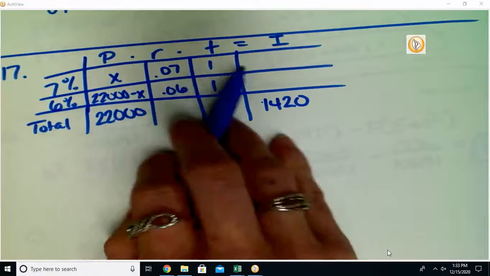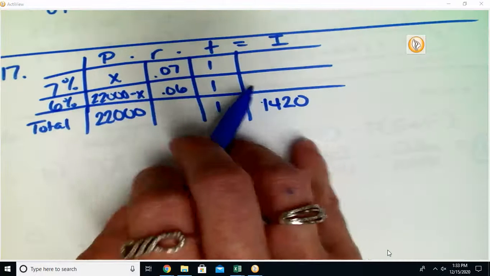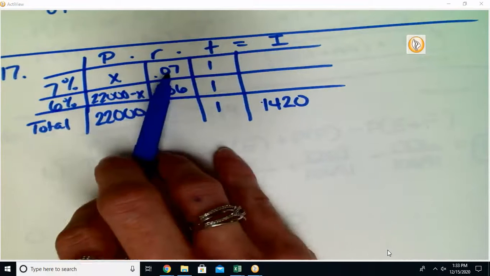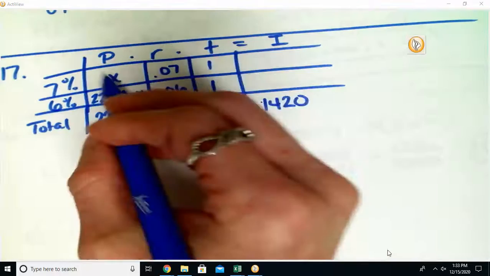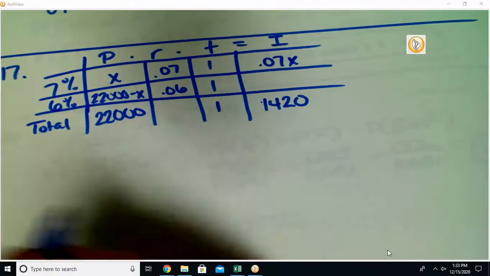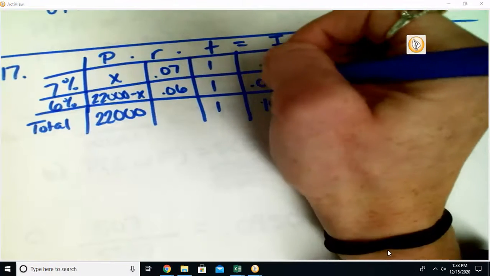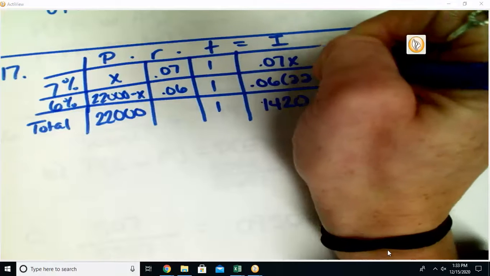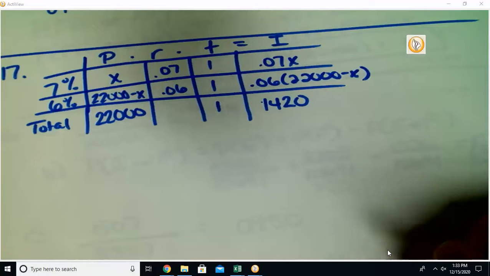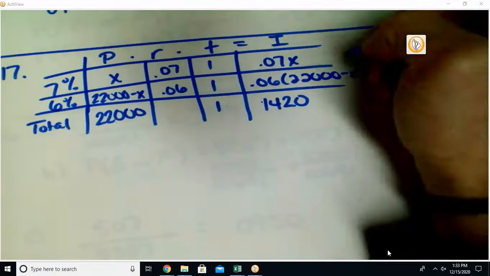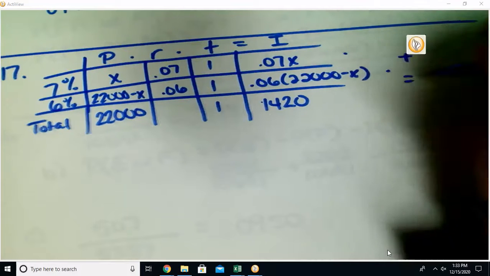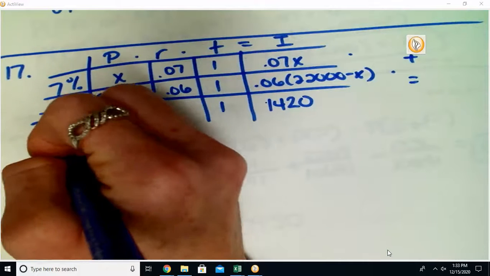So then, you've done the hard part. We are multiplying, just using the formula: principal times rate times time equals interest. So x times 0.07 times 1 is 0.07x. Multiply the second one, so you get 0.06 times 22,000 minus x. So you have the interest from the first, the interest from the second, and the total. That means you add the first two to equal your total. So there's your equation.